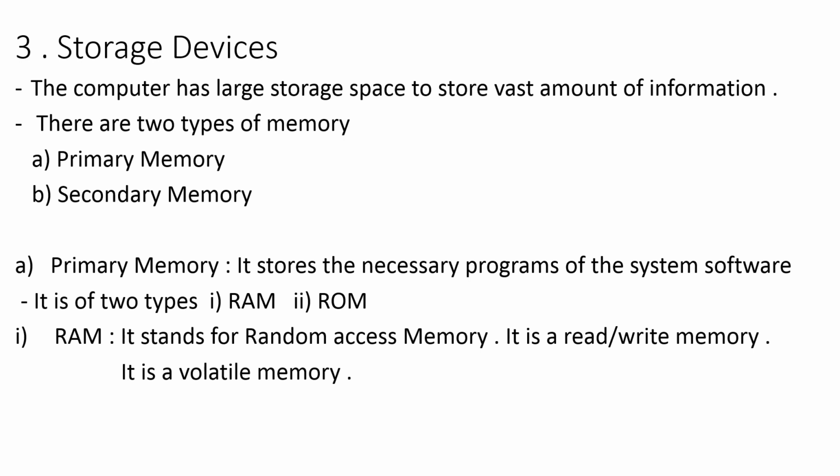RAM stands for random access memory. It is a read or write memory, meaning you can access that memory, and you can also update it. You can also write in that memory the way you want. It is a volatile memory, meaning its contents are available to you only as long as the power supply of your computer is on.